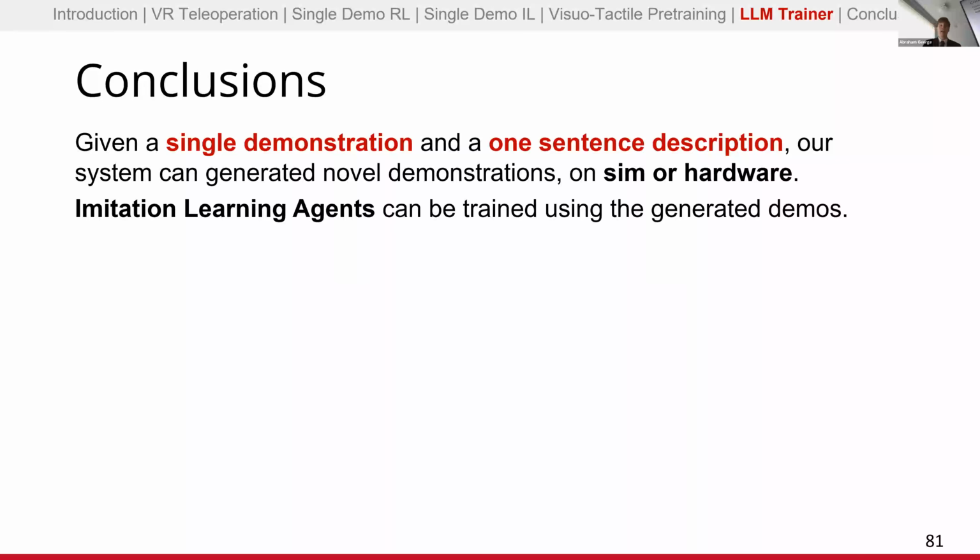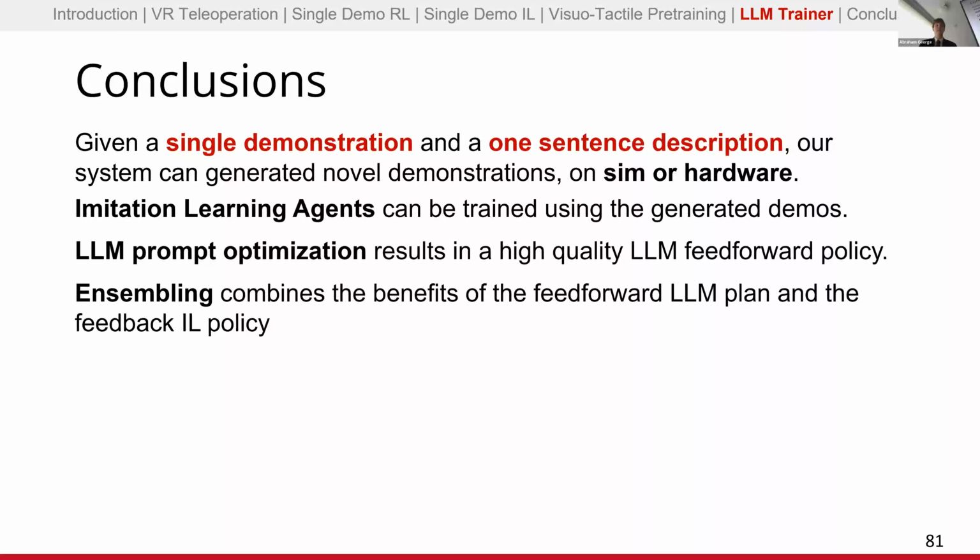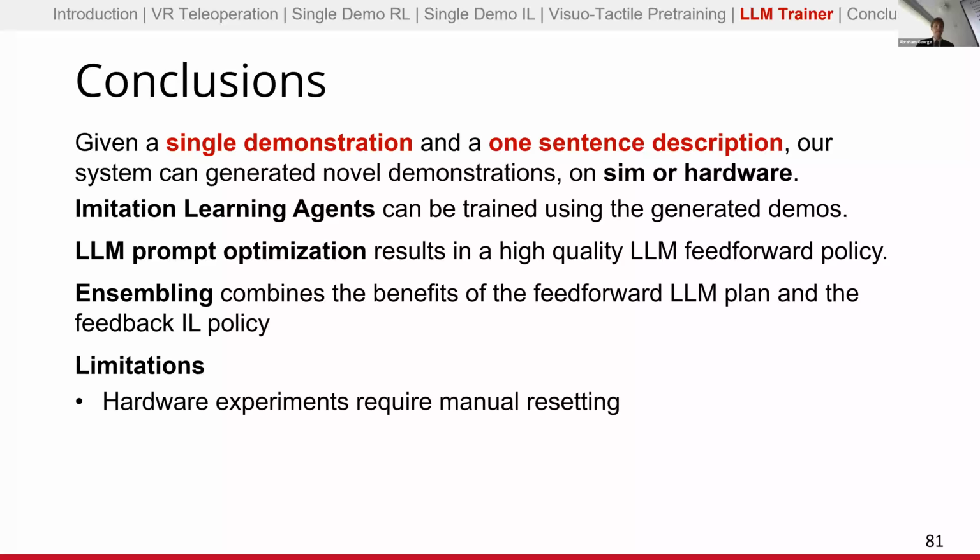Additionally, imitation learning agents can be trained from these generated demos, and our LLM prompt optimization results in a high-quality LLM feed-forward policy. We can ensemble this high-quality feed-forward policy with the trained imitation learning agents to combine some of the benefits of the world knowledge and long horizon success of an LLM with the feedback of an imitation learning agent. However, some big limitations of this work are that the hardware experiments required manual resetting.